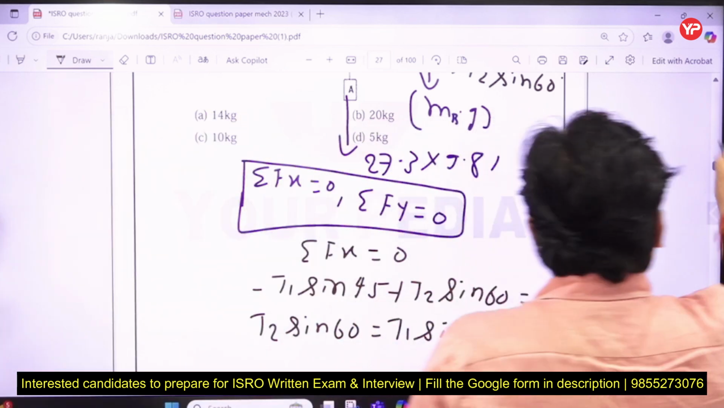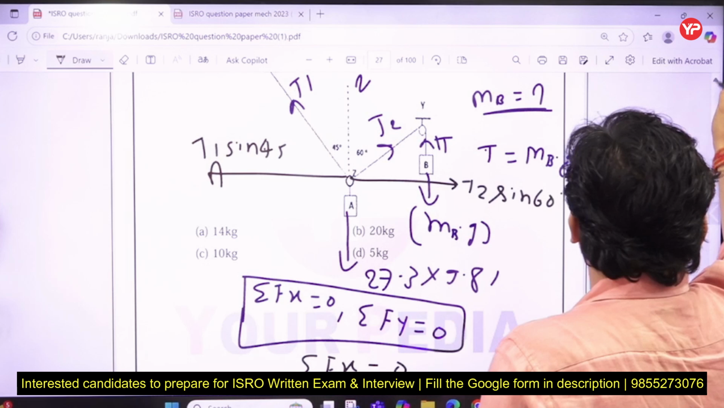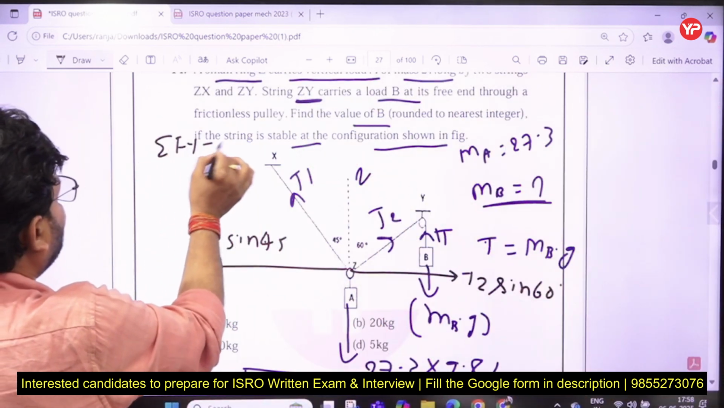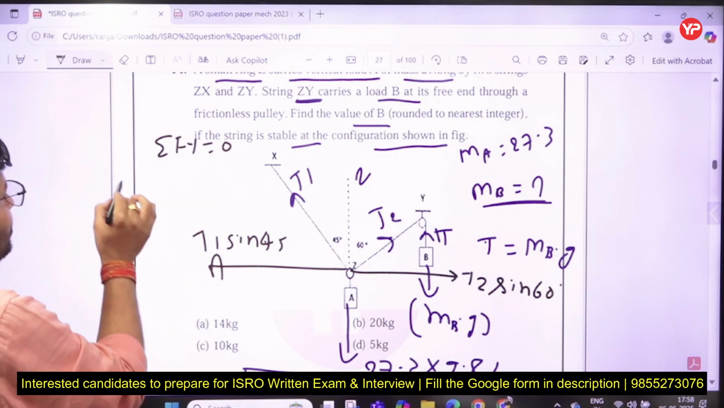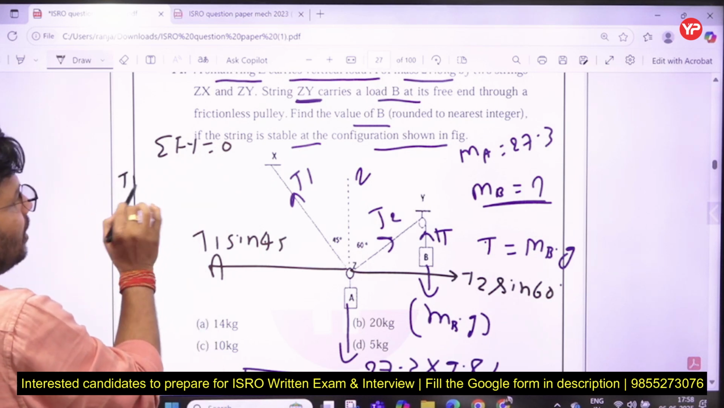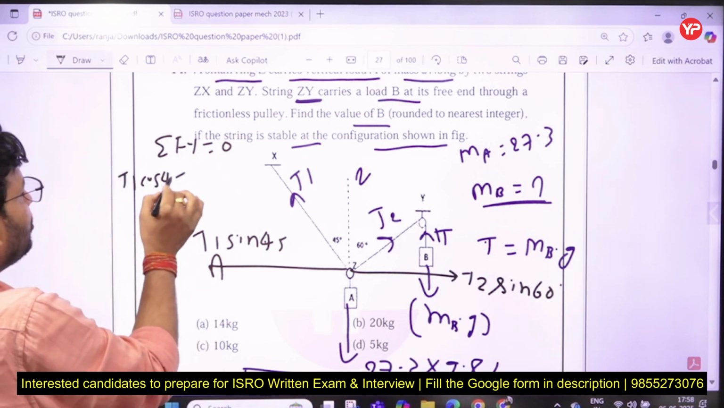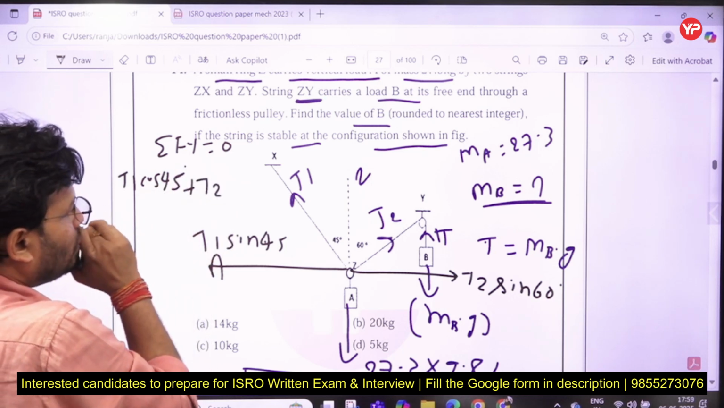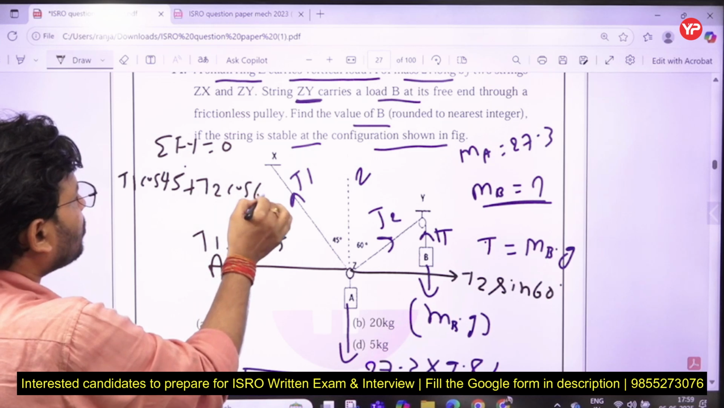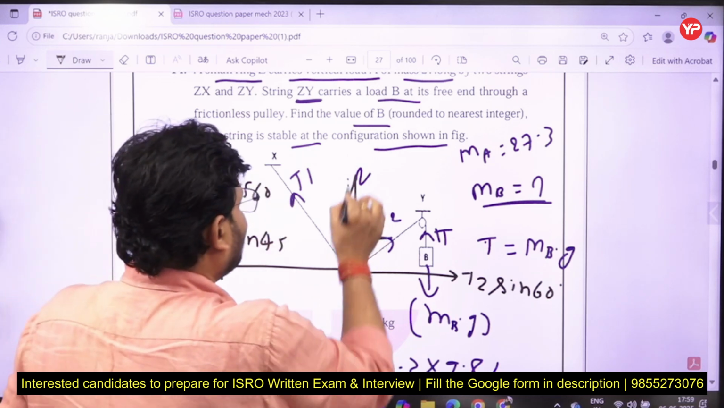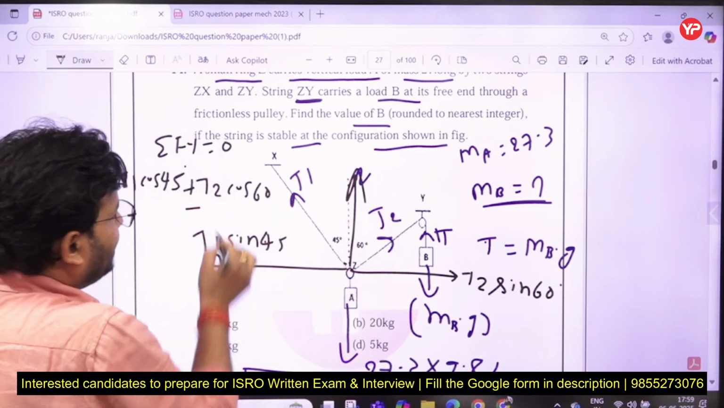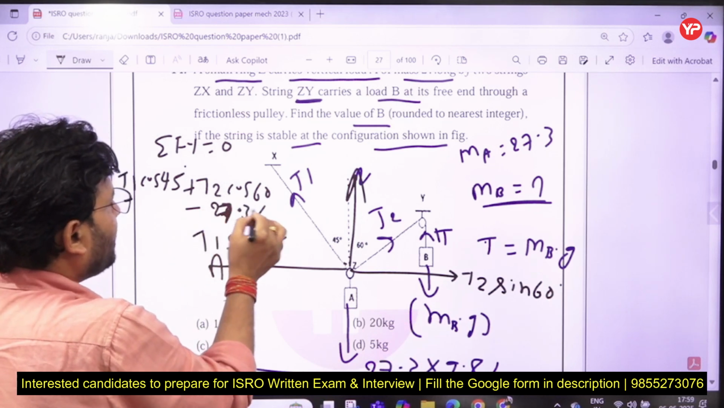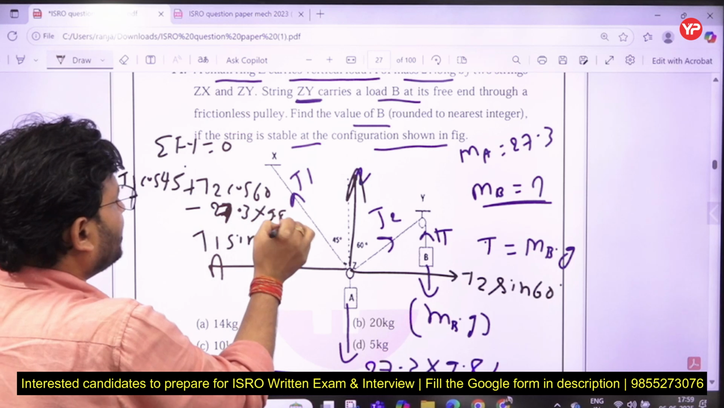Now sir, can I say Fy is also equal to 0 sir? The summation of the forces in the y direction is also 0 sir. So what will be the y direction? So we can say sir, T1 cos 45 plus T2 cos 60 in the vertical direction, minus 27.3 into 9.81 is equal to 0.